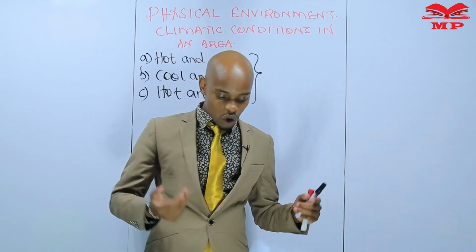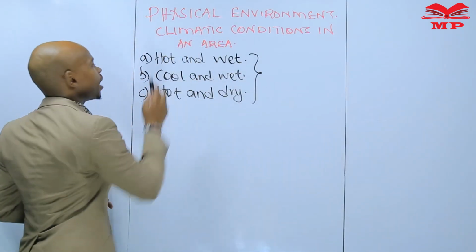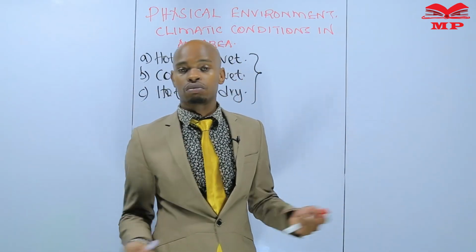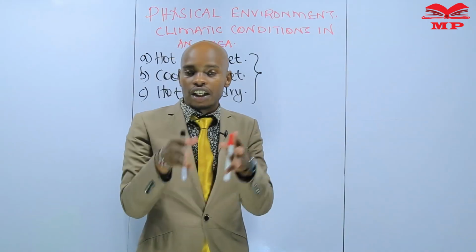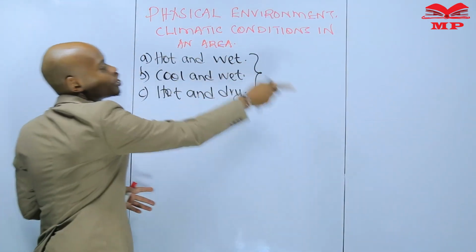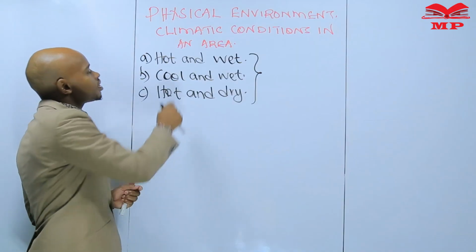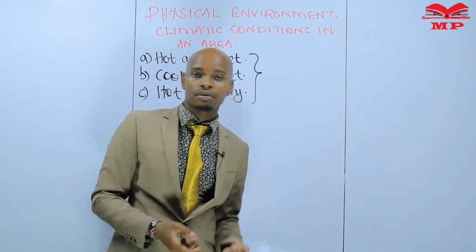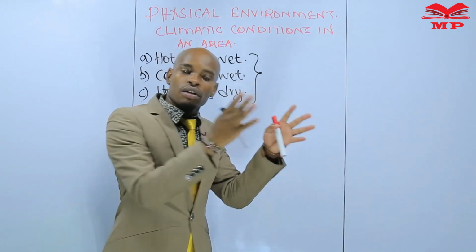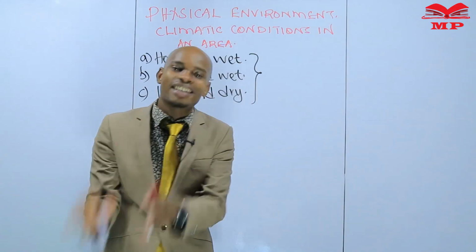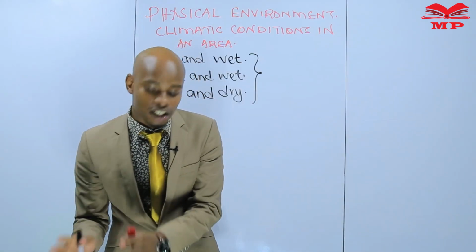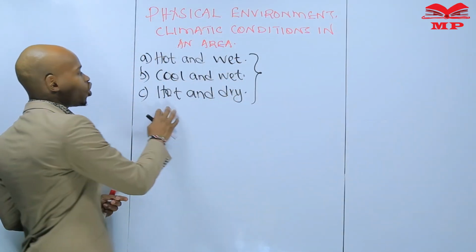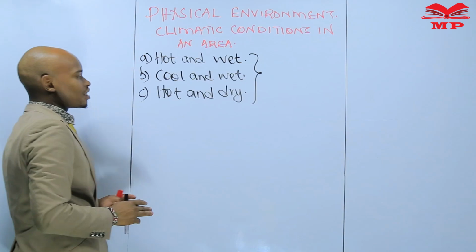So first of all, we want to learn, if an area has hot and wet, what evidence will show you? What exactly will tell you that this area has hot and wet conditions? If an area experiences cool and wet conditions, what will tell you? What evidence in the map? You will have to support your climatic conditions with certain evidence in the map that tells you there is this climate, hot and dry. And let us now see.